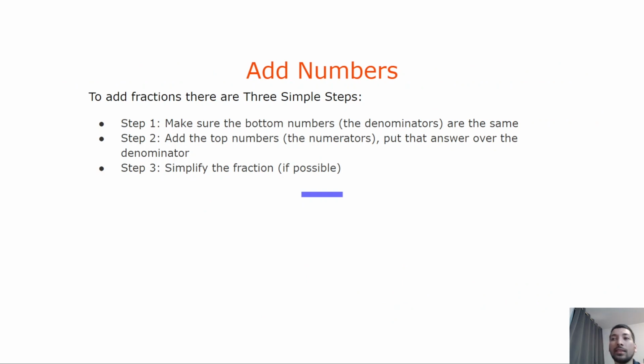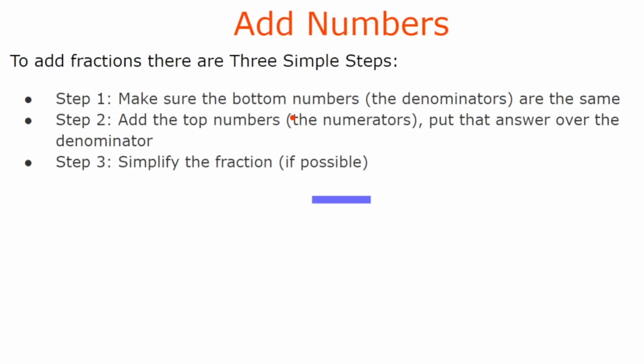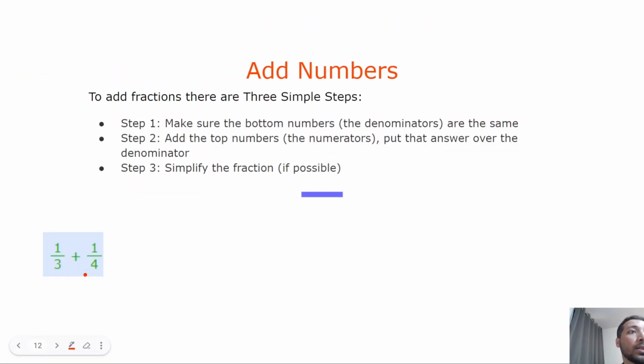Now, with this understanding, let's move on to the addition of 2 rational numbers. To add rational numbers, first we make sure that the bottom numbers, or the denominators, are the same. Then we add the top numbers by putting the answer over the denominator, and then simplify the fraction if possible. Let's see an example over here. We have 1 over 3 plus 1 over 4. We can see that the denominators of both these fractions are not the same, and we need to make the denominator the same.